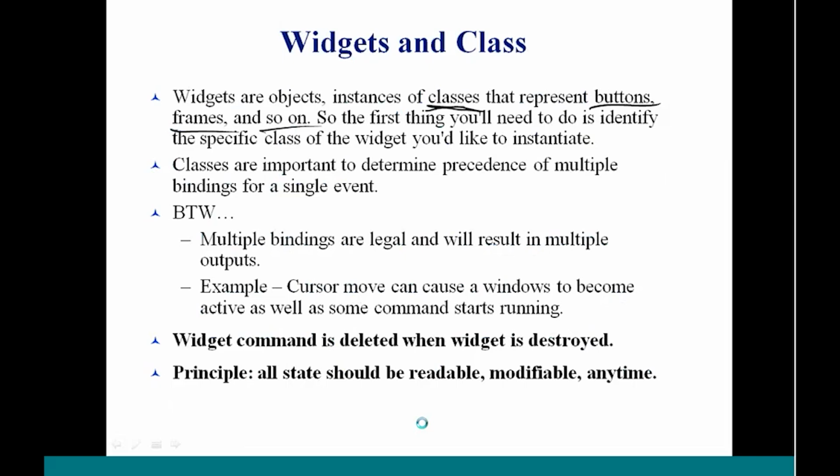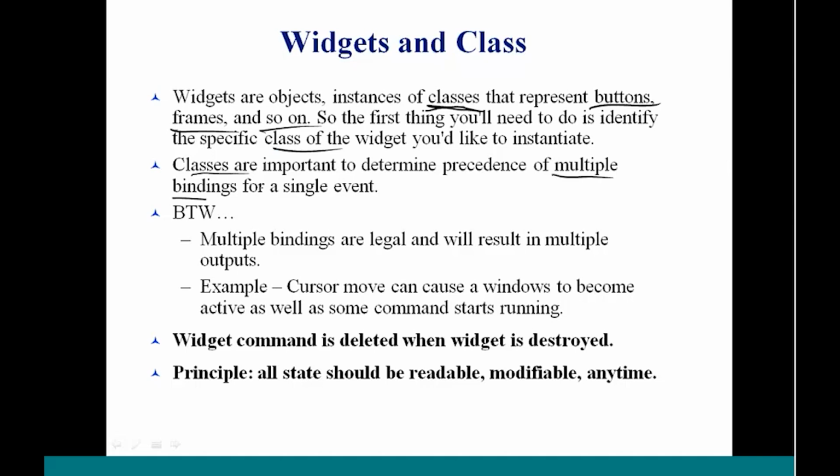So the first thing you will need to do is to identify the specific class of widget that you would like to instantiate. For every class of widget we have an equivalent command, which we will talk about a little later. In fact, we covered this in lecture number 1. Classes are important because they determine the precedence if there are multiple bindings to a single event.